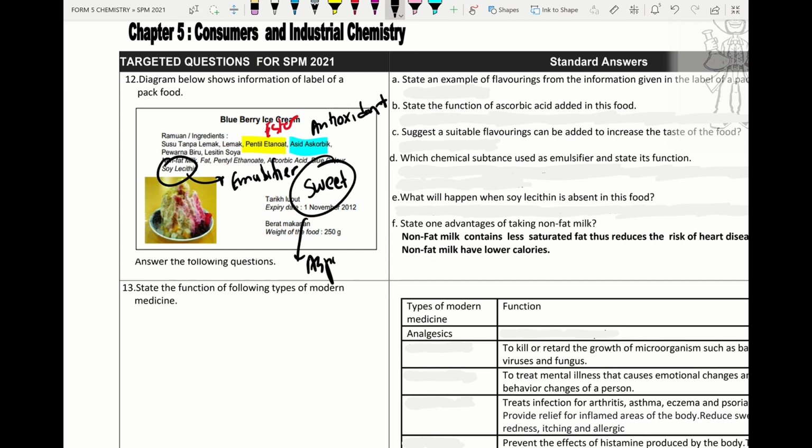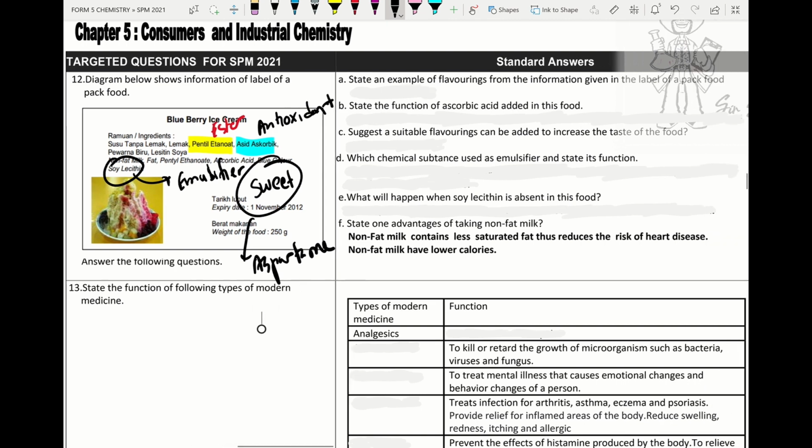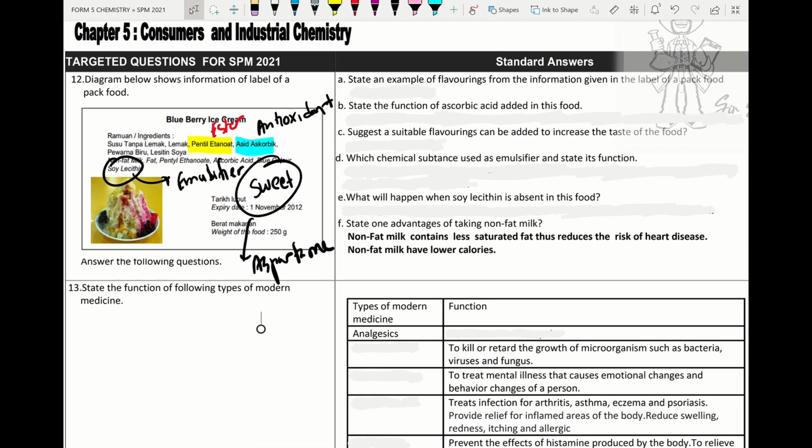If in this ingredient we need an artificial sweetener, we can put aspartame or sorbitol. Please remember all these questions. State the example of flavoring from the information given. Flavoring will be pentyl ethanoate. So it is used to enhance the smell of the food.